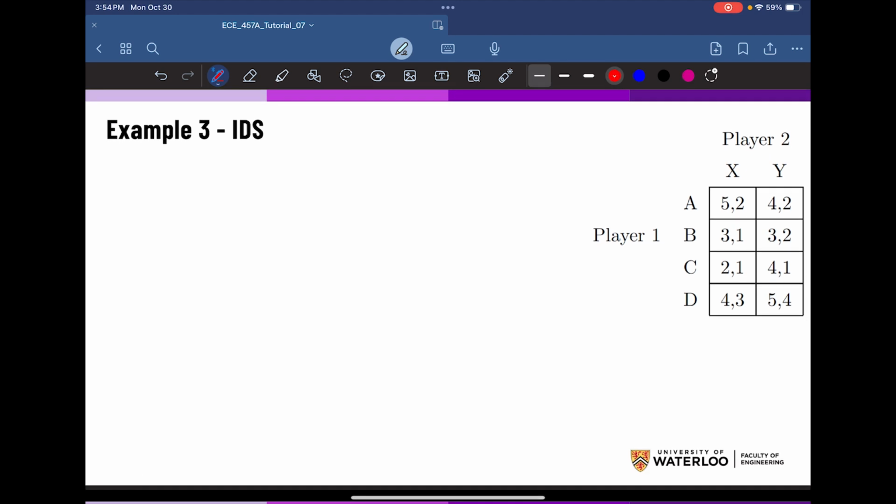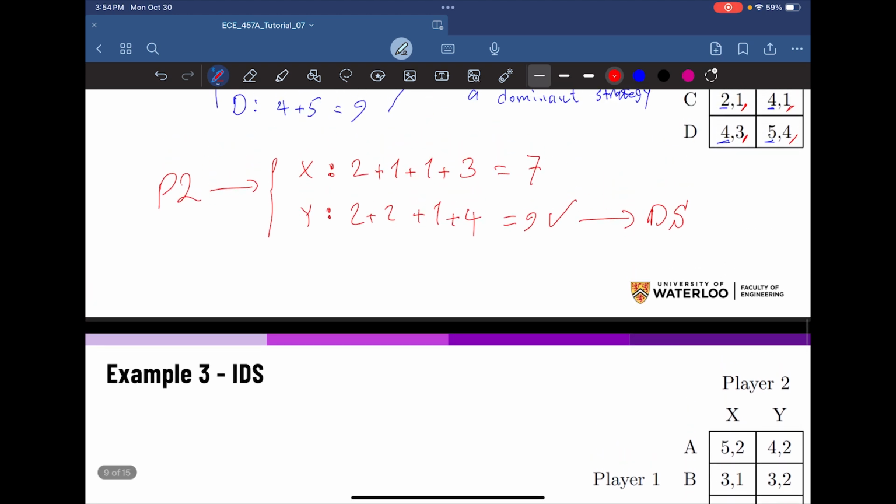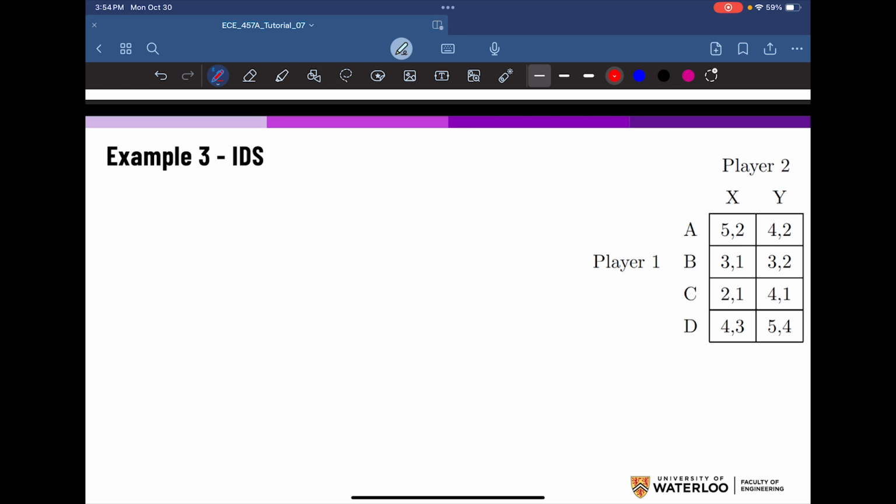Let's solve the problem using iterated dominance strategy. Let's go with player number 2. So we can also use this one. So we can see that here, actually action Y dominates action X. So looking at this table, we can see that 2 and 2 are equal. 2 actually dominates 1, and 1 and 1 are equal, and 4 actually dominates 3. So overall, we can say that the right column dominates the left one. So we can get rid of this one.